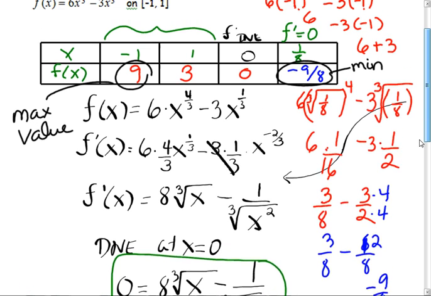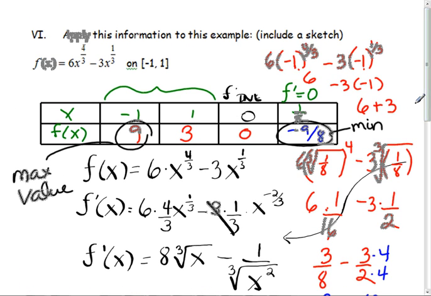Well, first off, if I try to make a sketch, at negative 1, I'm up at 9. At 0, I'm at 0. At 1/8, I'm down here at negative 1 1/8. And I know that that's a minimum, and I know that's a maximum, and then I have to do 1 and 3.